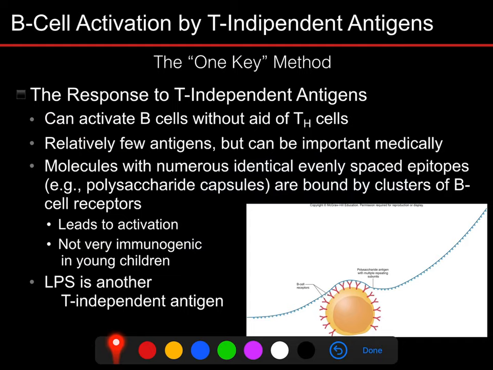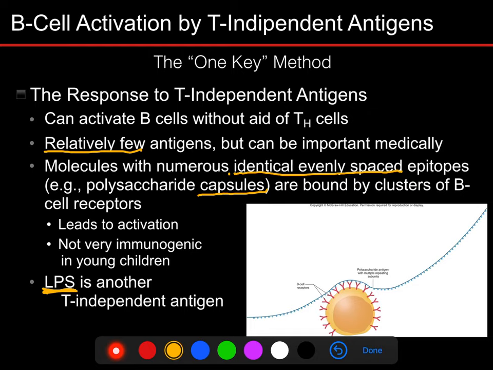So the T-independent antigens, like I said, there are relatively few of them. They have to have identical, evenly spaced epitopes. The epitope is the thing that actually binds to the antibody. Specifically, I want you guys to know that capsules and LPS are both T-independent antigens. The advantage of T-independent activation is that it is very, very fast.